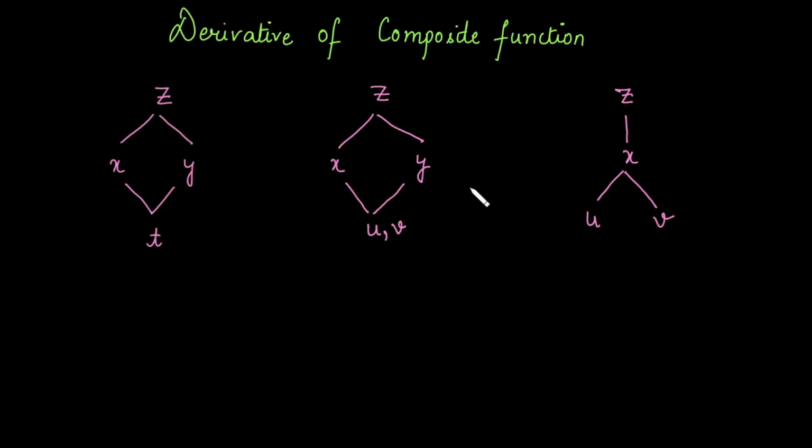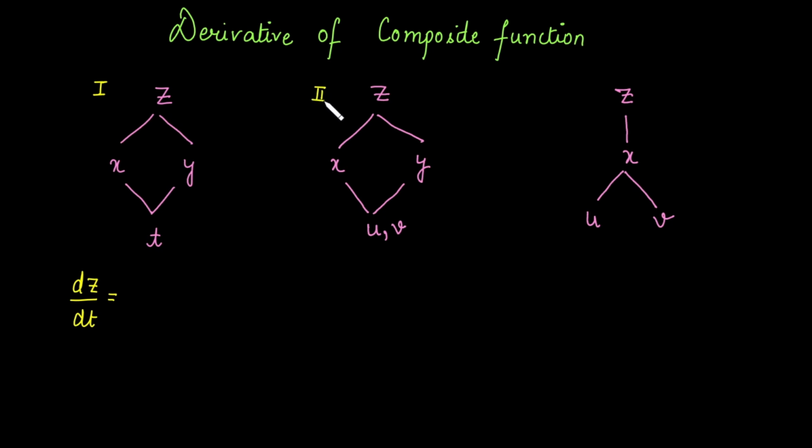Here we have considered three cases. The first case is a z function that is depending upon two variables x and y, and further these x and y variables are depending upon only a single variable t. So ultimately this z is depending upon t, meaning when you find the derivative, we can find the derivative of z with respect to t.